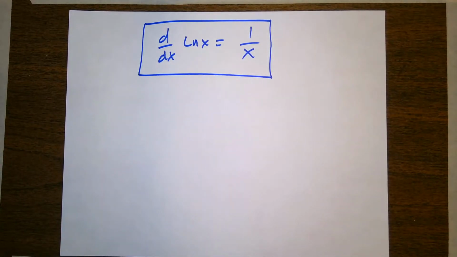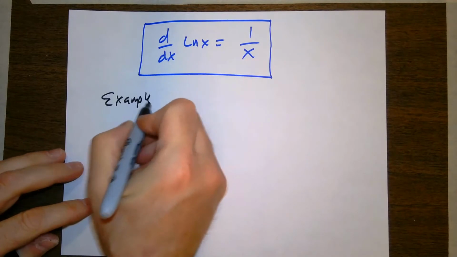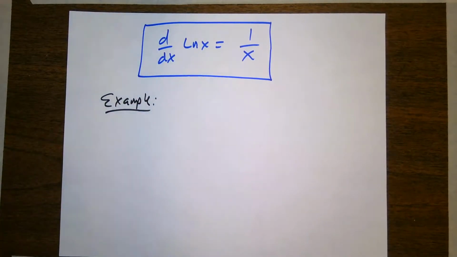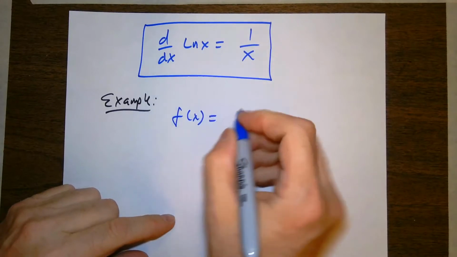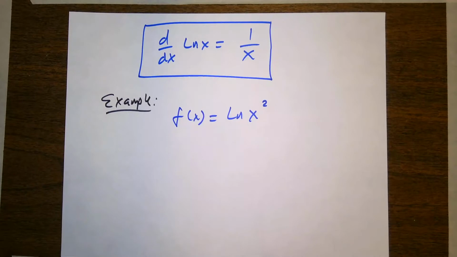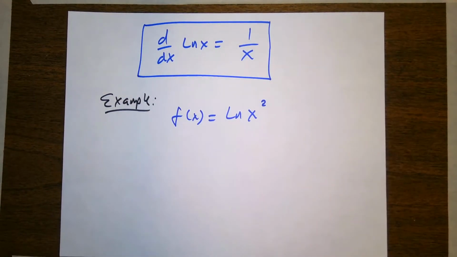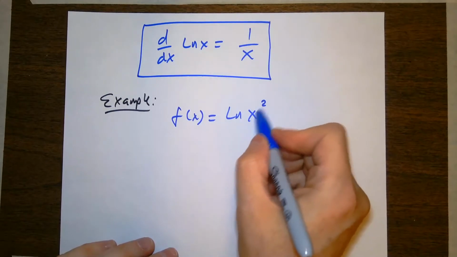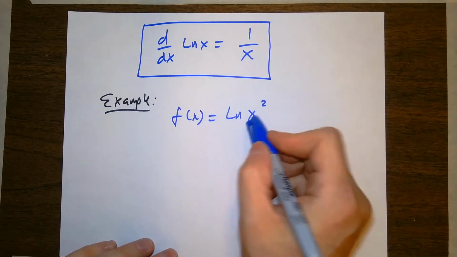All right, let's take a look at some examples. Let's use this now. In my first example, suppose I'm given a function f of x equals the natural log of x squared. Now, natural log of x we know, but x squared. Remember, the x squared goes to just the x. It's not the natural log of x, squared. It's the natural log of x squared.